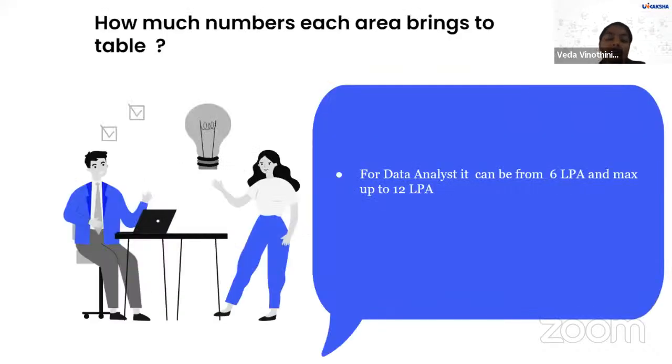Okay, so now finally, this is the last thing you want to understand before entering into data analysis. Once you become an expert in data analysis, what will you get back to your table as a data analyst, what are the numbers you are going to bring back? That is what your idea will be, right? That can be 6 LPA to a max of 12 LPA for freshers. For an experienced person, it can go up to 22 or so. Okay, so that is the number you are going to make.